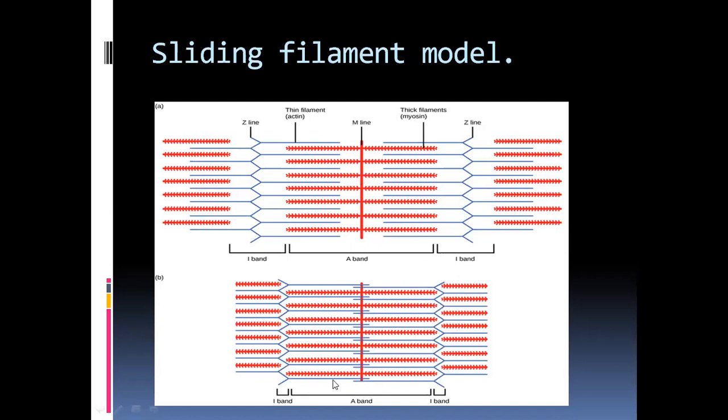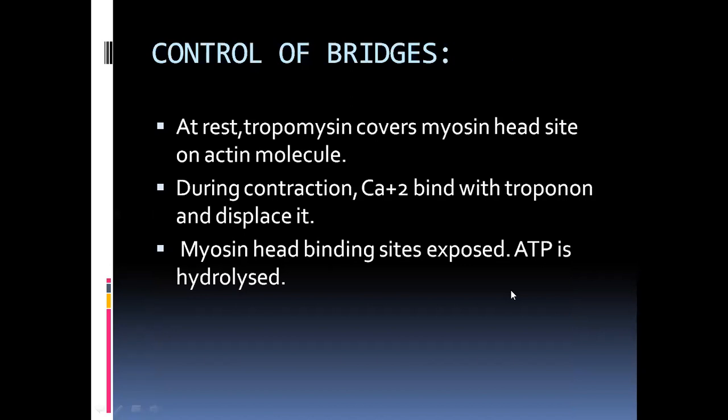During contracted state, the H zone has disappeared. But once it gets relaxed again, this muscle is going to come into its own original position again. Now, this was all for the sliding filament model. If there's any question, you can ask me questions anytime.